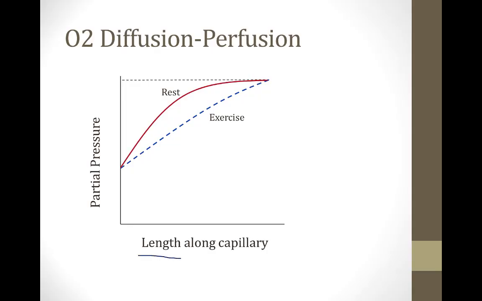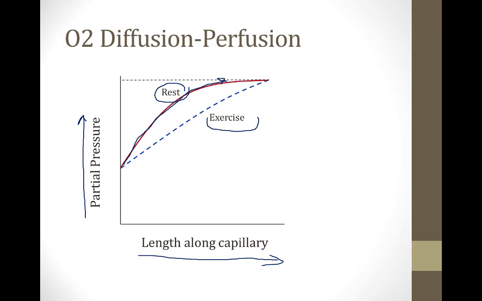On the x-axis here, I've drawn the length along a capillary in the lungs. On the y-axis, I've shown the partial pressure of oxygen. And at rest, you follow a curve like this red line I've drawn here. At rest, the blood is moving relatively slowly through the lungs, so the oxygen level rises rapidly as it moves along the capillary and quickly reaches the maximum amount and then levels out.